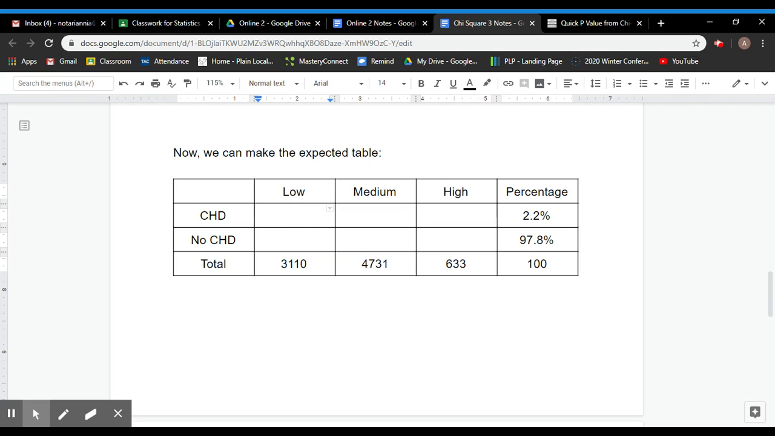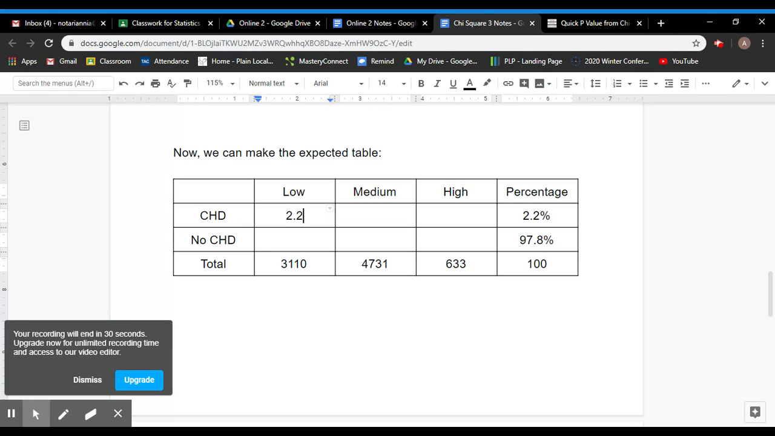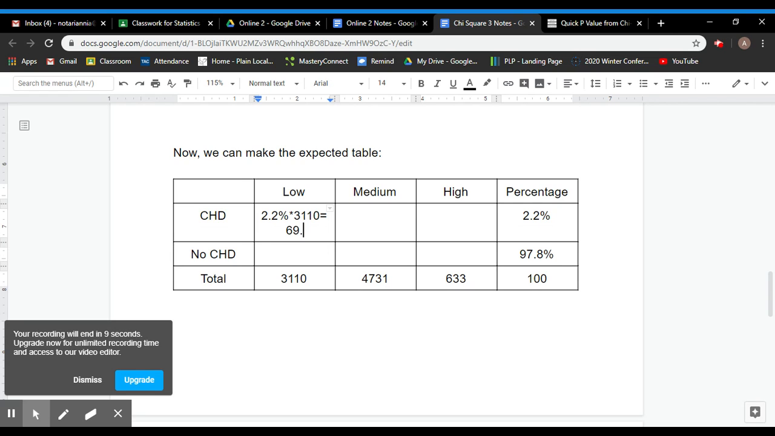So to find the people with low anger that have CHD, what you're going to do is take 2.2% and multiply that by the total number of people who have low anger. So 3,110. And that will give you the number of people we should expect to have CHD with low anger. So that is 69.7. So 69.7 people should have CHD and low anger. I'm actually going to round that up to 70.